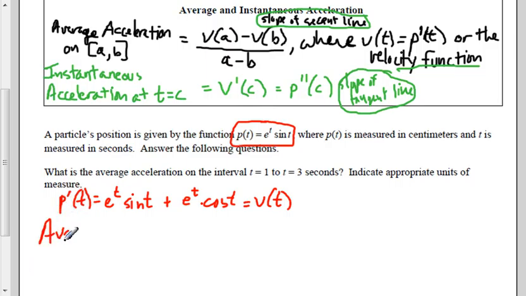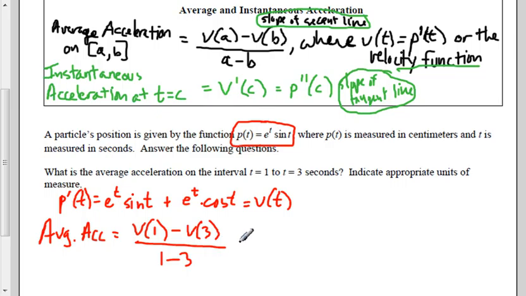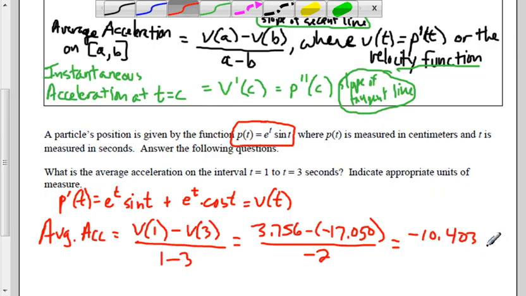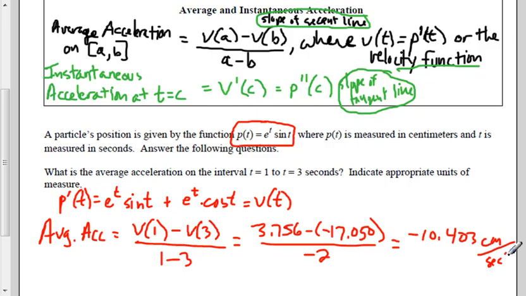So now to find the average acceleration, we're going to use the slope of the secant line of the velocity function: v of 1 minus v of 3, that's change in y, over 1 minus 3, that's change in x. And we'll just put this in the calculator: 3.756 minus negative 17.050, all over negative 2. We're going to get something a little bit above 20, divided by negative 2, which is negative 10.403. And that is centimeters per second squared, because that is acceleration.